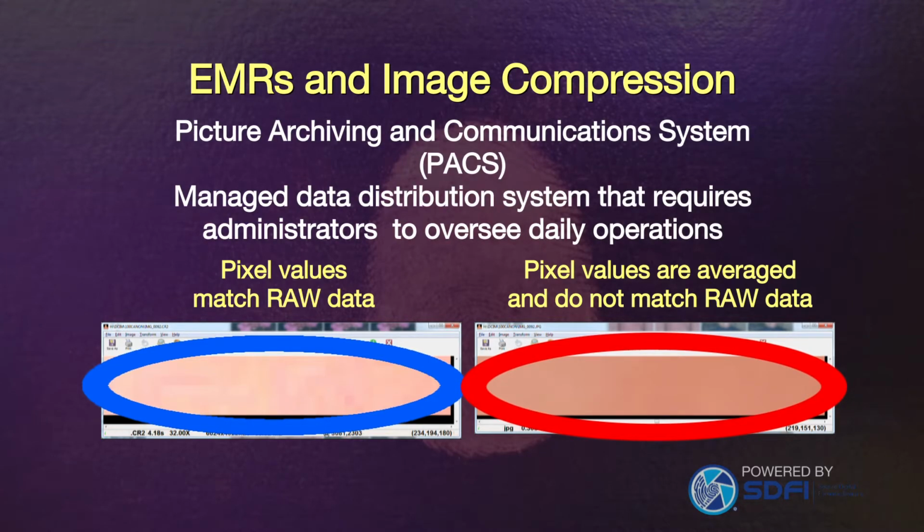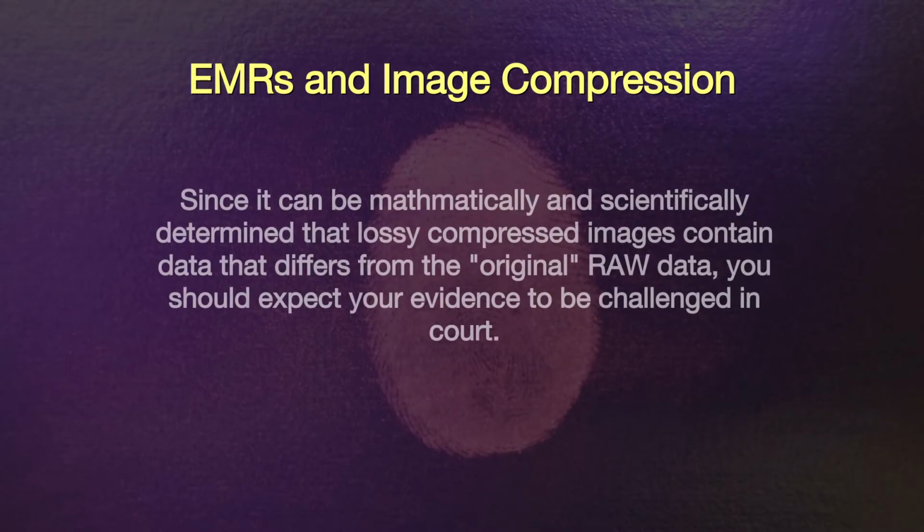Some programs and facilities utilize a picture archiving and communication system, or PACS, for managing and storing large volumes of images and photographs. Similar to EMR/EHR systems, PACS are also a managed data distribution system. Because of the requirement for maintaining a chain of custody, every administrator of the data distribution system will become part of the legal chain of custody for any forensic evidence, photographs, and documentation stored within their system. Since it can be mathematically and scientifically determined that lossy compressed images contain data that is different from the original raw data, you should expect your evidence to be challenged in court.